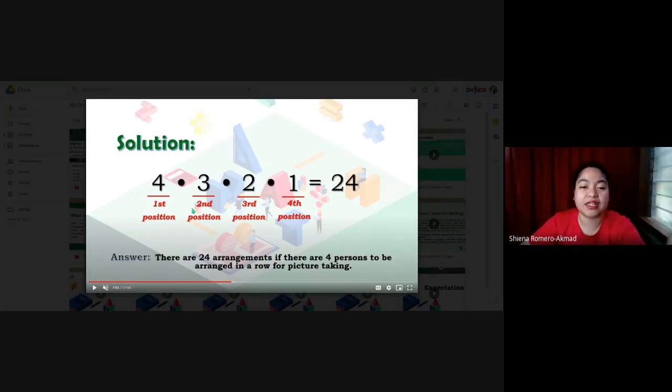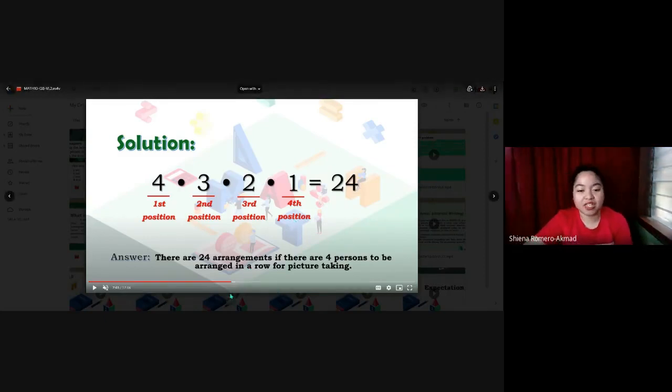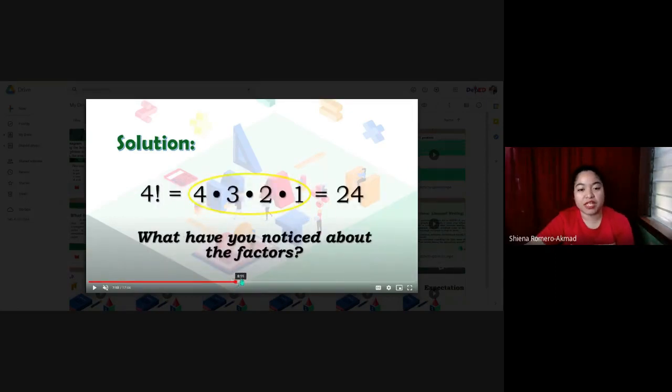So just by looking at the way how we choose each person in each position, we can create a shorter way of answering this problem, which is for you to multiply the number of choices per position. So actually, see, 4 times 3 times 2 times 1 is a factorial. You can also rewrite that as factorial. And that is 4 factorial.